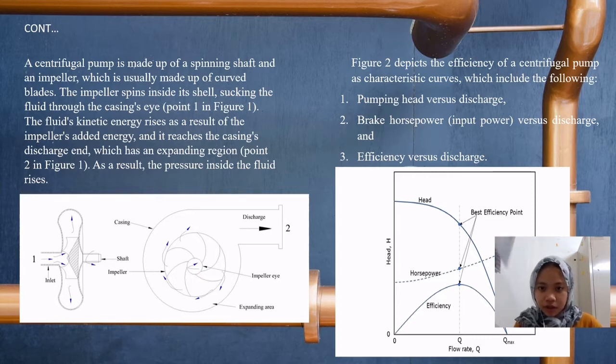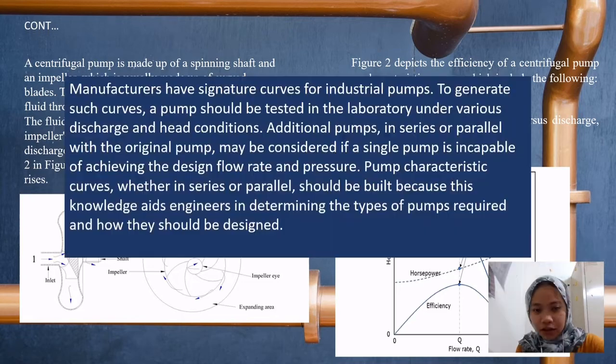Figure 2 depicts the efficiency of a centrifugal pump, a schematic curve: pumping head versus discharge, brake horsepower, which is input power, versus discharge, and efficiency versus discharge. Manufacturers provide characteristic curves for industrial pumps. To generate such curves, a pump should be tested in the laboratory under various discharge and head conditions.